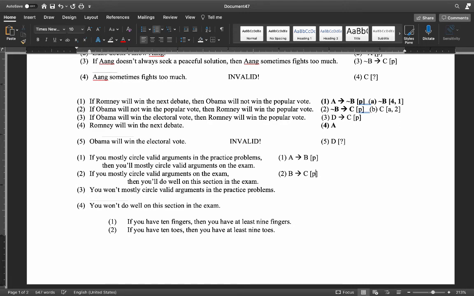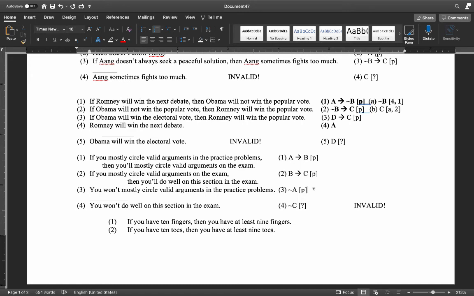And come down here. It says you won't mostly circle valid arguments on the practice exam, so it's saying the practice exam is not going to go as well as you'd hoped. That's a premise. And the question is, does it follow that you won't do well on the actual exam? And I'll, just to prefigure, tell you this is invalid. Why is it invalid? Well, basically because the fact that you didn't do well on the practice exam doesn't ensure that you won't do well on the actual exam, even if the fact that you do well on the practice exam would ensure that you would do well on the actual exam.